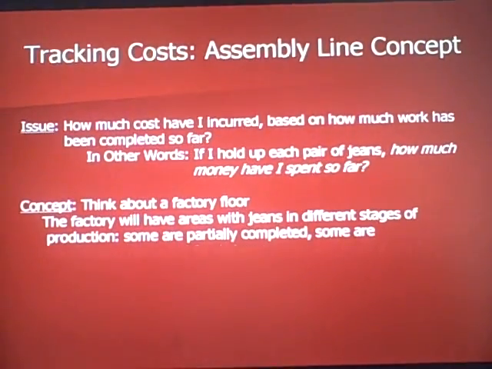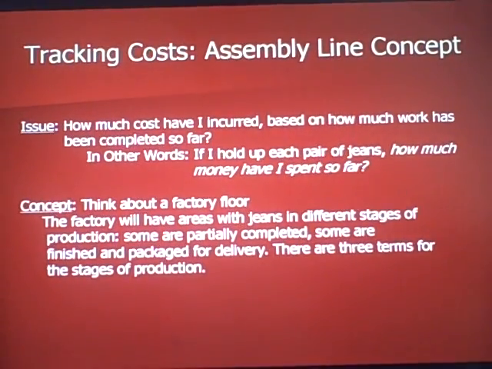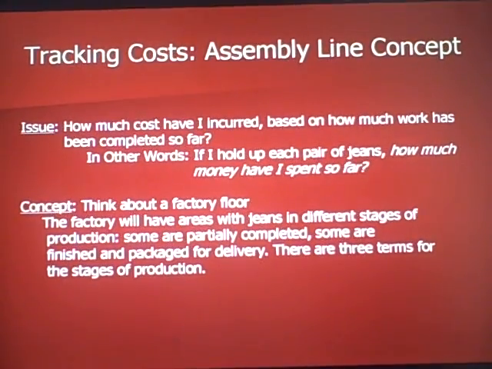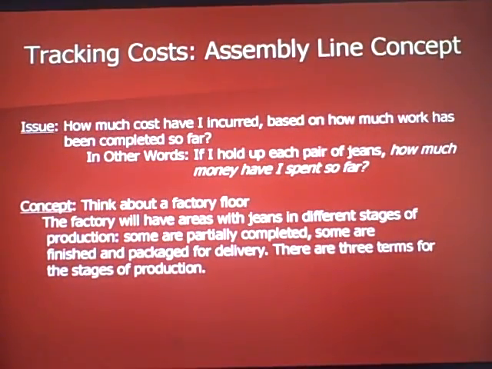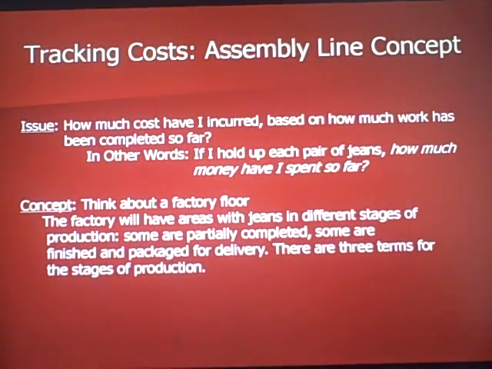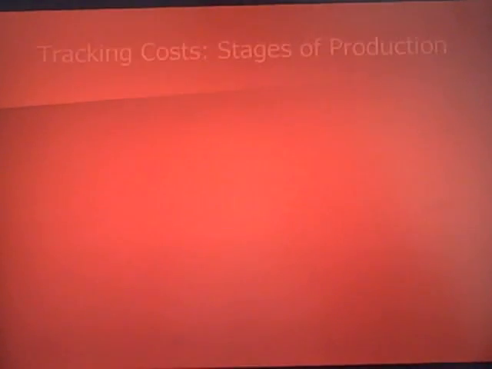And let's go specifically to that factory floor. Imagine that the factory has several areas with the jeans at different stages of production. In one corner, you've got some jeans that are partially completed. You've got another area where maybe they're finished and packaged for delivery, and they're physically sitting in different places in your factory. And there are 3 specific terms for the stages of production, and this is new information.